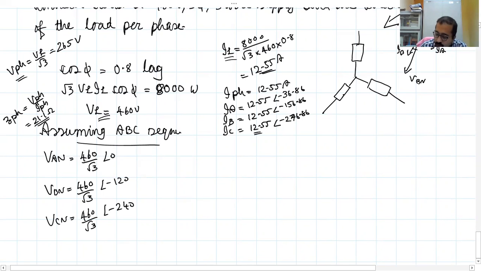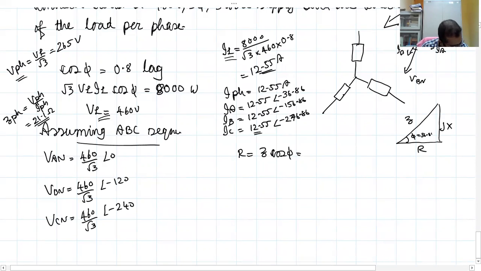If you remember the impedance triangle, this is Z, this is R, this is jX, and this is the power factor angle phi. Z magnitude we know, 21.1 ohm, and phi we know, 36.86. So R is Z cos phi, which turns out to be around 16.9 ohms. And X is Z sin phi, which is around 12.66 ohms. That is one way.